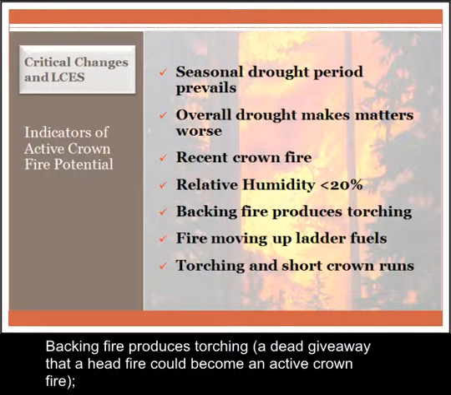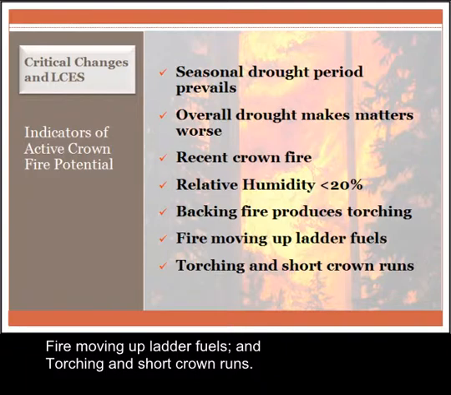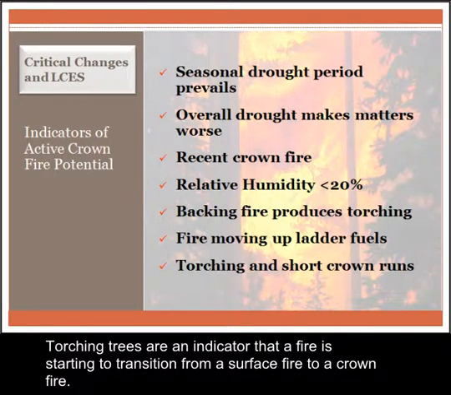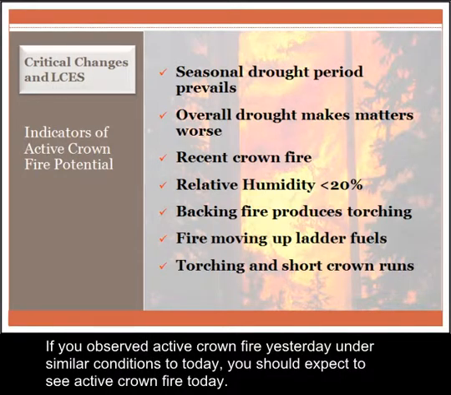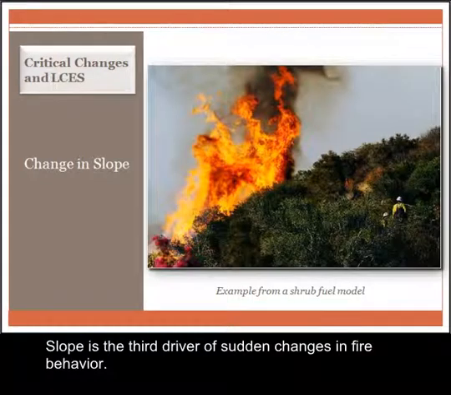Backing fire produces torching, a dead giveaway that a head fire could become an active crown fire. Fire moving up ladder fuels, and torching in short crown runs. Torching trees are an indicator that a fire is starting to transition from surface fire to crown fire. Pay close attention to these indicators and the other crown fire factors that you have learned in this lesson. If you observed active crown fire yesterday under similar conditions to today, you should expect to see active crown fire today.